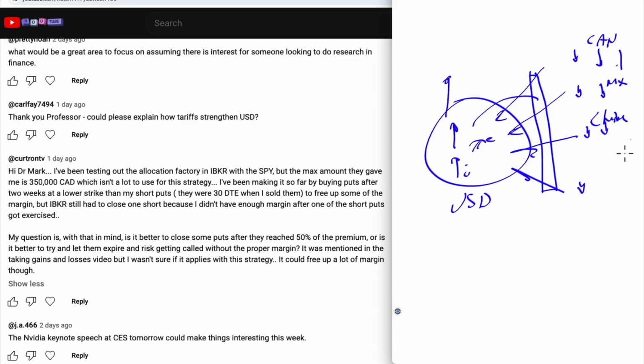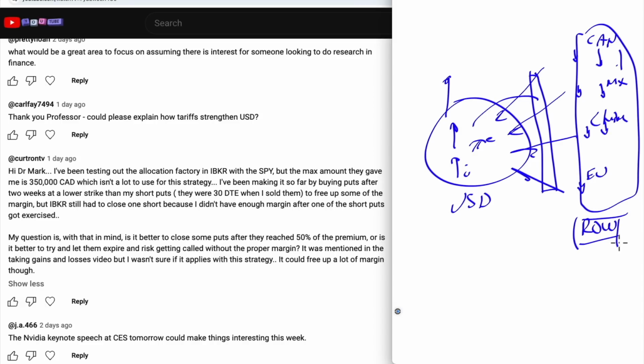Let's make this one over here China. Let's make this one over here the EU. Why don't we just shorten it to rest of the world under Trump? Rest of the world, unless they become a state. If they become a state, then there's no need to put tariffs on them.